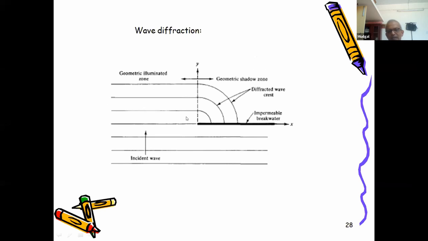Then you also have what is called wave diffraction. Supposing you have the incident wave which is moving from bottom upward, and let us say that you have some impermeable breakwater, and this is the geometrically illuminated zone. Behind it you have the geometrically shadow zone, and here what happens is that these waves turn inward, and this phenomenon is called wave diffraction.